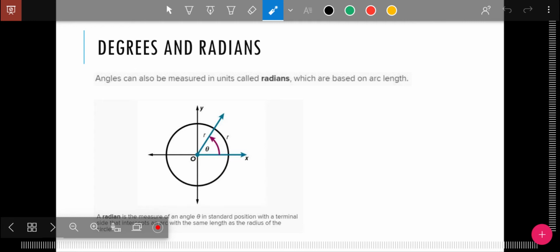And so for us, we're going to be using a unit circle. And so the radius of the unit circle is 1, right? And then the radian is the ratio of the angle compared to the radius. That's the way I kind of think of it. It explains it down here. Measure of angle in standard position with the terminal side that intercepts an arc with the same length as the radius of the circle.